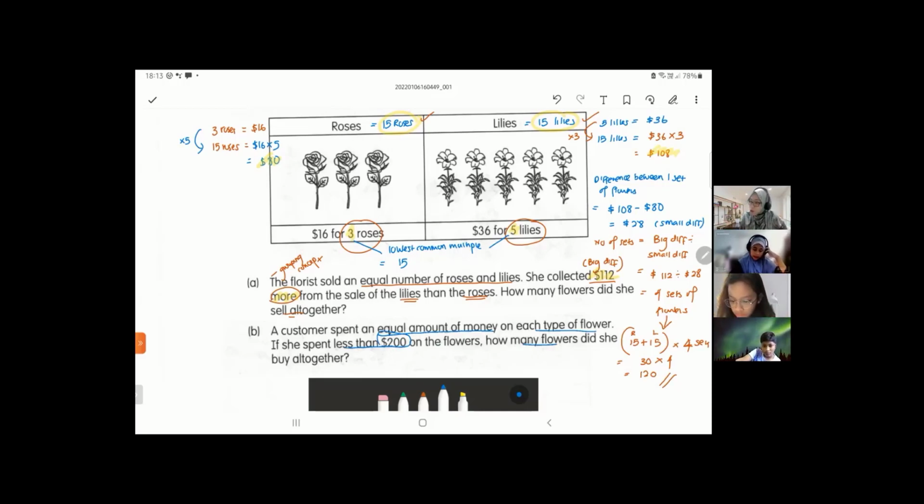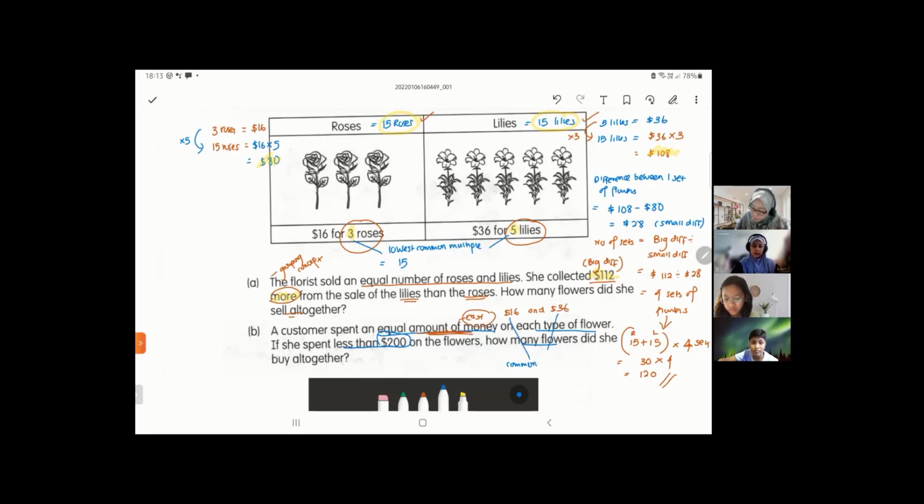So let's look for the lowest common multiple of 16 and 36. I want to know equal amount of money. They say amount of money means it is the cost. So the cost, you look at the $16 and the $36. The cost is the amount of money. Just now we looked at the common multiple of the number of roses. Now we look at the common multiple of the cost of the flowers.